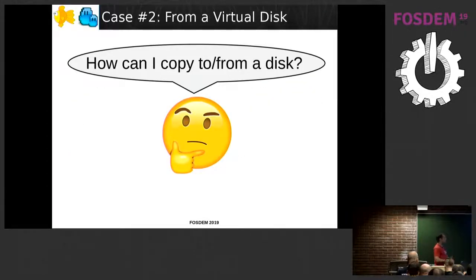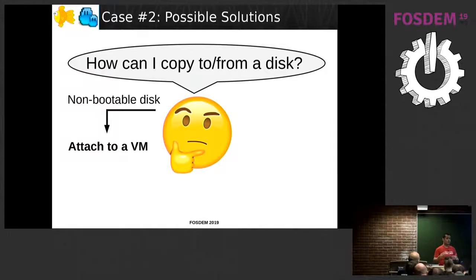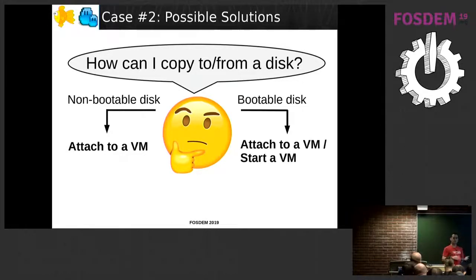And now the second case. Let's say that I have just the virtual disk, the file. So what will be our options this time? If the disk is non-bootable, then we can start a virtual machine and attach the disk to that virtual machine. Then we can access its content from within the guest. If the disk is bootable, we can do the same, or we can simply boot the VM from the disk. In both cases, we need to make additional steps, and then we fall back to the previous problem of the running VM.